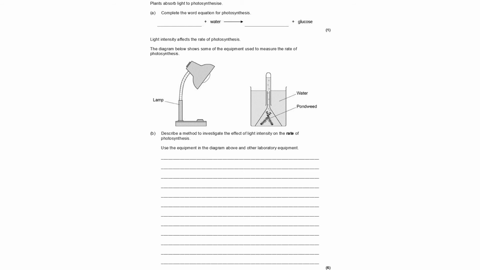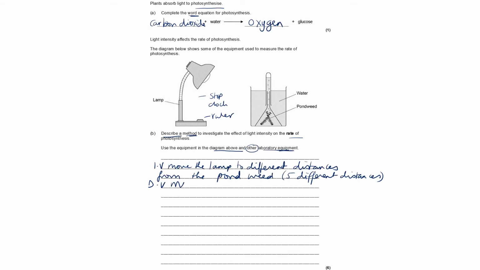The first part of the question uses the word photosynthesis. I need to complete a word equation, so I've underlined the fact that it's a word and not a symbol equation. So I write down what I remember from the word equation. And then it says light intensity affects the rate of photosynthesis. The diagram below shows some of the equipment used to measure the rate of photosynthesis.